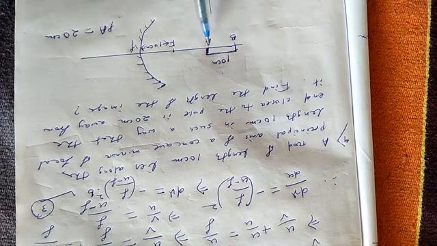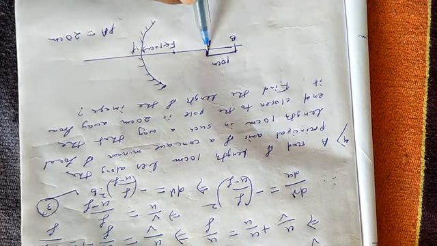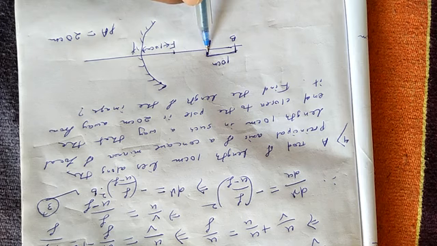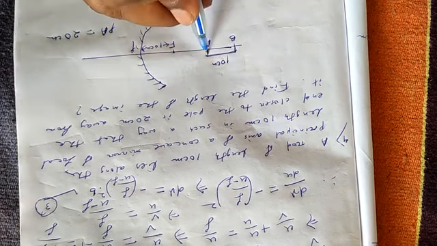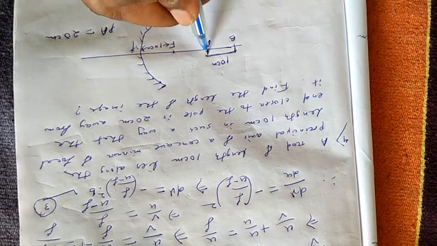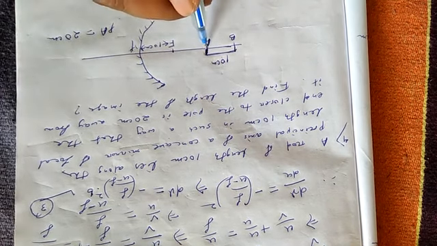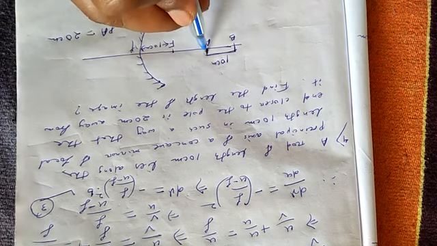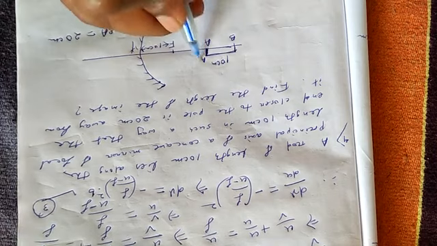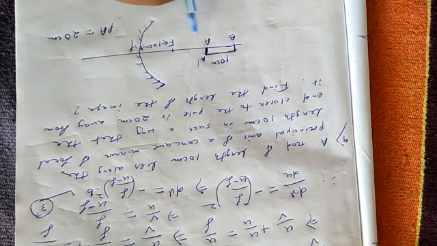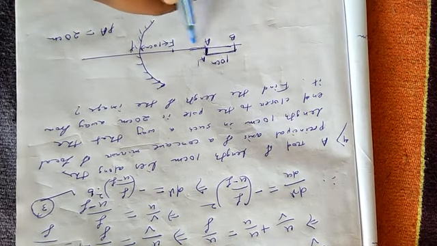As you know, if the object lies at the center of curvature, the image will also be at the center of curvature. So if A is the object, the image is also formed at the point A. So this is A dash. So obviously this will be B dash.